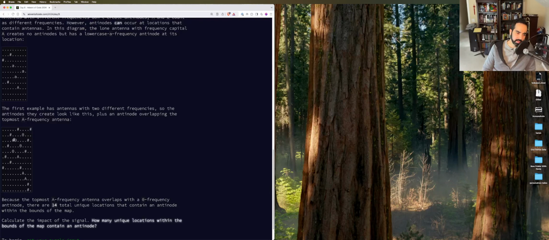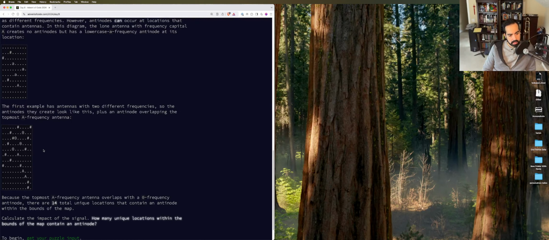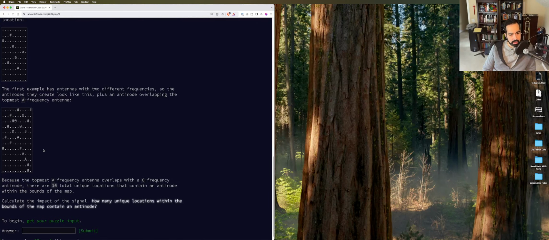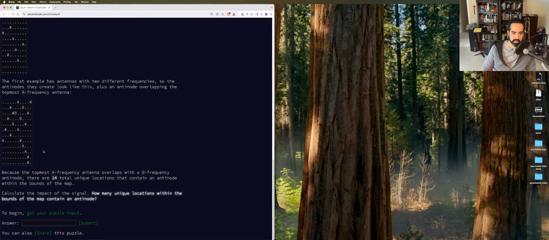Well, yeah, that's these two. But there is one here, there. So there would be one like up here. Okay. Because the topmost A frequency overlaps with the 0 frequency, there are 14 total unique locations that contain an antinode within the bounds of the map. How many unique locations within the bounds of the map contain an antinode?